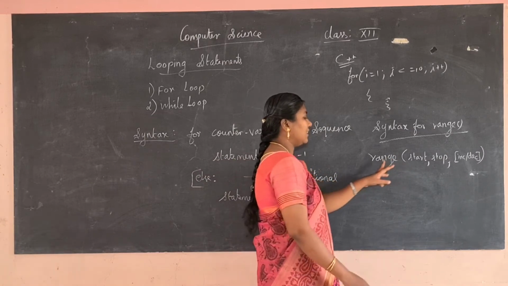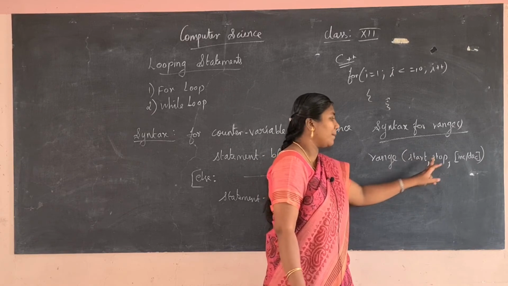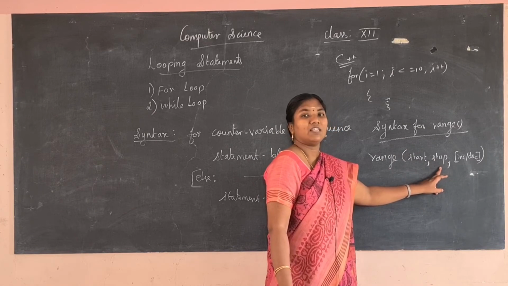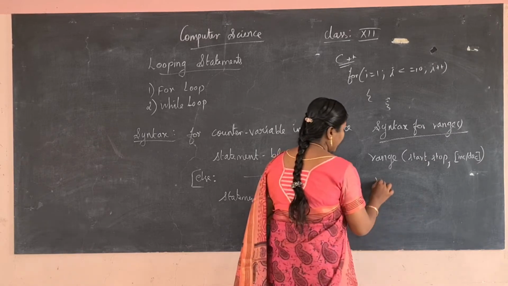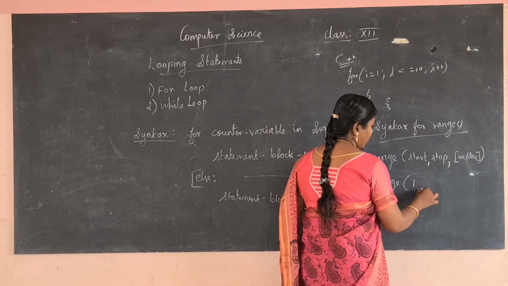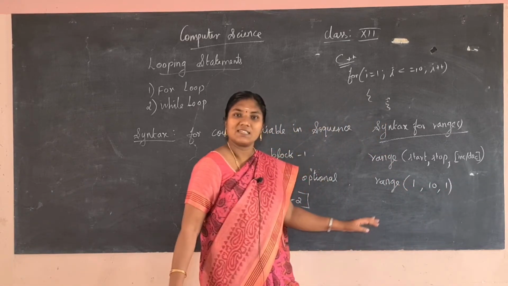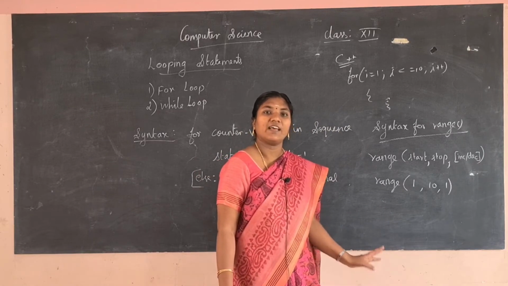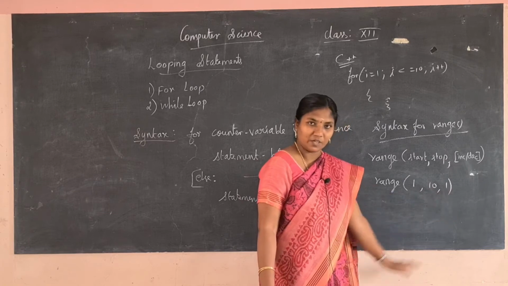So first, the range function: if you give the start value, it starts with the start value, but the stop value will take only up to the stop value minus 1. Suppose I am having range, I am starting with 1 and giving 10 and here giving 1. Consider this example of a range function. Here I have given 3 values: start value, stop value and the increment or decrement value.